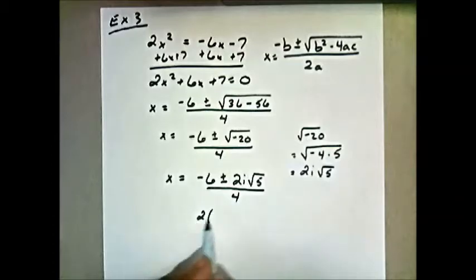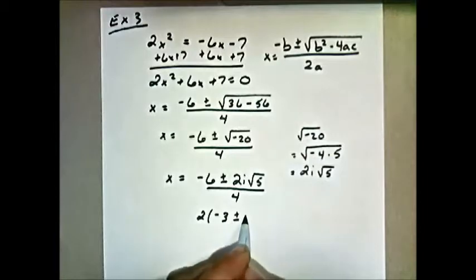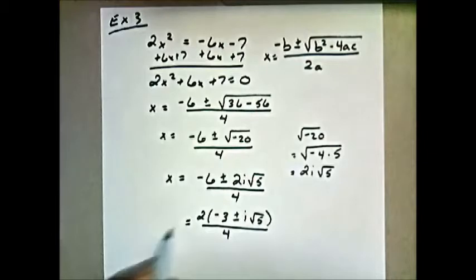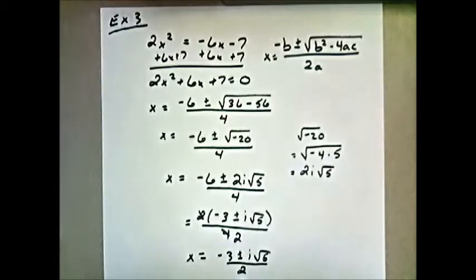So we have 2 on the outside times the quantity of negative 3 plus or minus i radical 5, divided by 4. Now our 2 and our 4 will cancel each other out because we can take a 2 out of each of those. So our final x answer is negative 3 plus or minus i radical 5 all over 2. And there's our final answer. And that will conclude our quadratic formula.